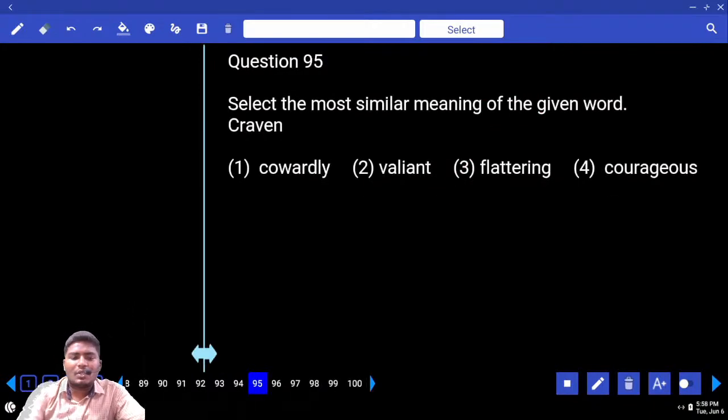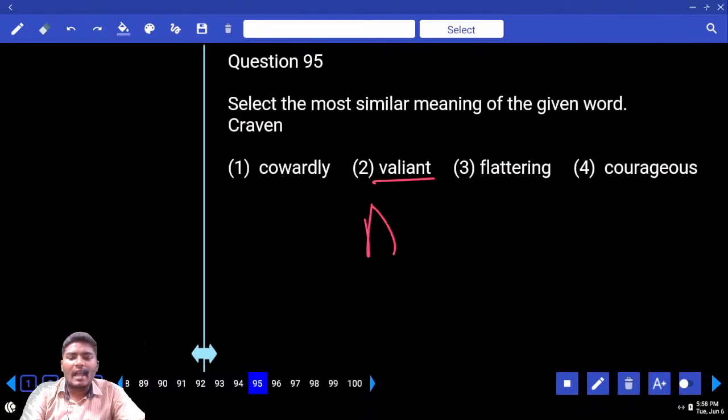Move to 95. Craven is a person who is very coward, one who is not brave. Not a brave person is called a craven person. Look at the words. I think you got this word yesterday. What is the word? Valiant. What is a valiant? Valiant is a brave person, one who has courage.